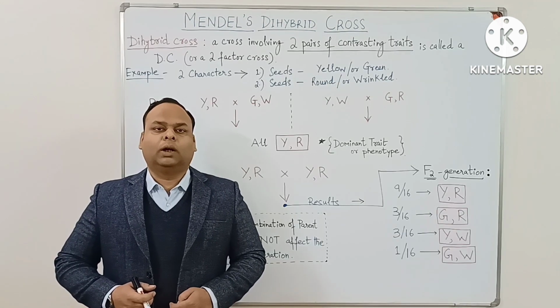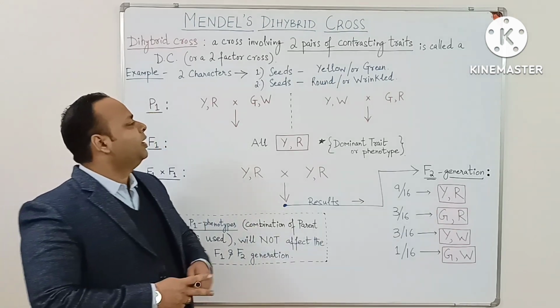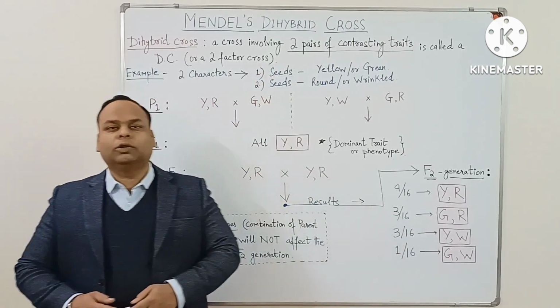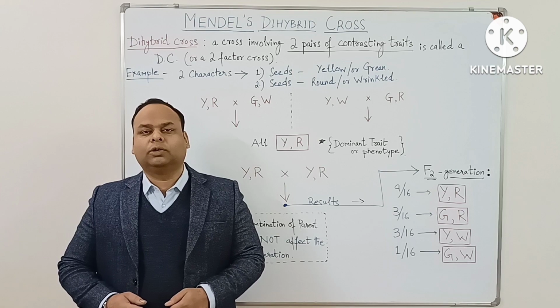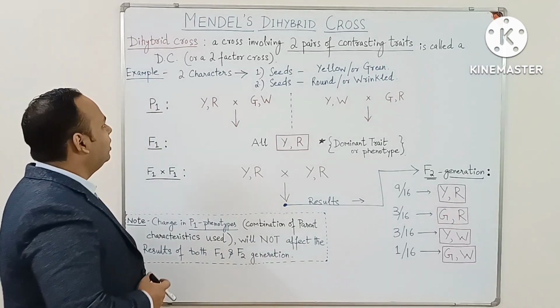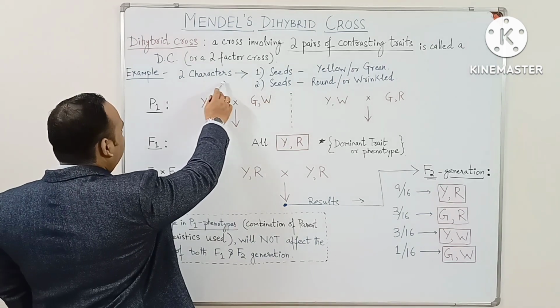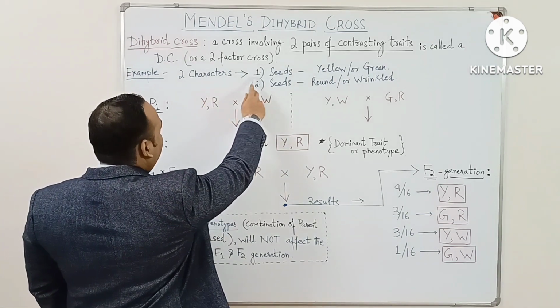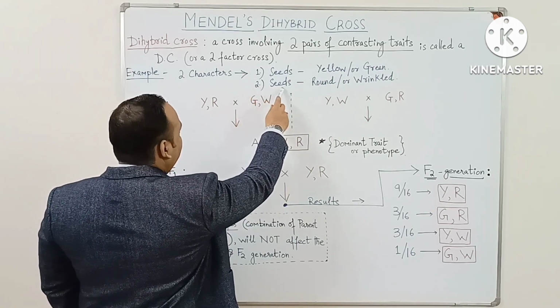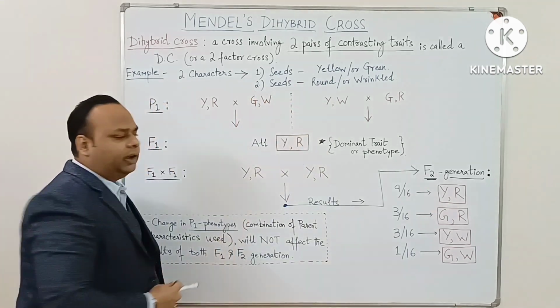Now, a cross involving two pairs of contrasting traits is known as a dihybrid cross or a two-factor cross. Let's take an example of a dihybrid cross where we take two characters. First, seeds either yellow or green, and second character, seeds either round or wrinkled.